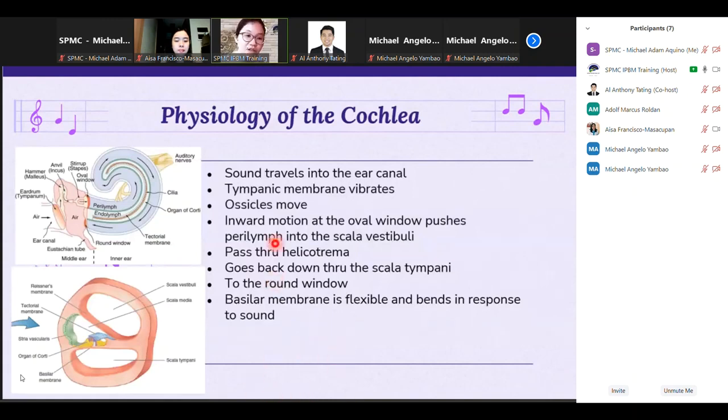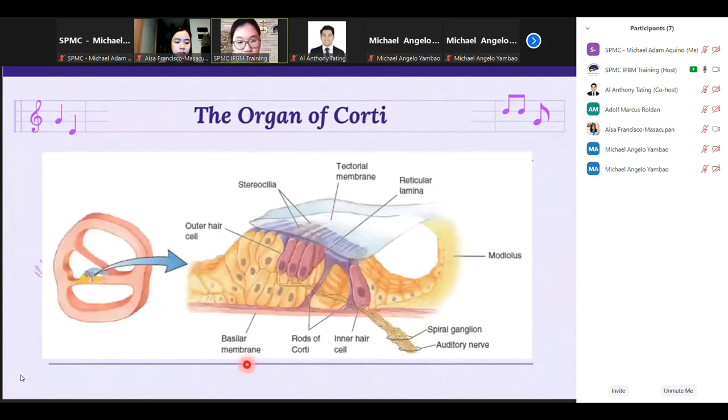So for the physiology of the cochlea, as the sound travels into the ear canal, the tympanic membrane vibrates and the ossicles move. This is just a summary. And then there is an inward motion of the oval window, which pushes the perilymph through the scala vestibuli and the helicotrema, which would go back down through the scala tympani, through the round window, and the basilar membrane, which is flexible, bends in response to the sounds.